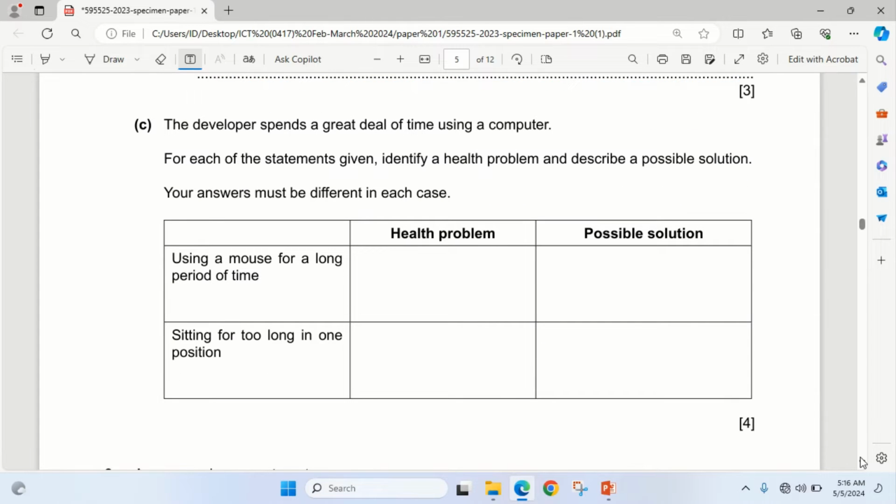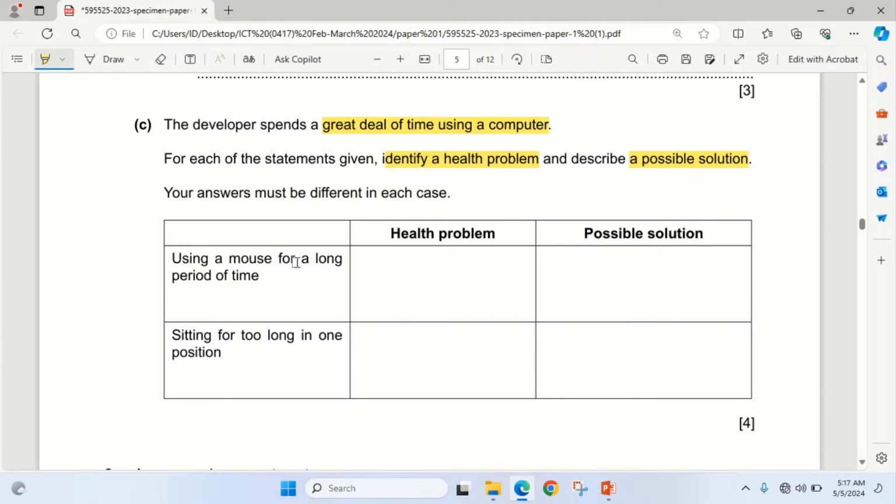Then the next question, which is 7c, is that the developer spends a great deal of time using a computer. So, prolonged use of computer. That is what is being said here. For each of the statements given, identify which one is a health problem and describe a possible solution. Your answers must be different in each case.